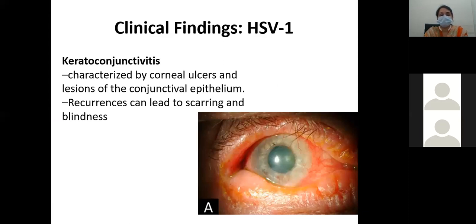Okay, the next clinical finding can be in type 1. There is keratoconjunctivitis. Keratoconjunctivitis is basically characterized by corneal ulcers and lesions of the conjunctival epithelium. And recurrences can lead to scarring and blindness.